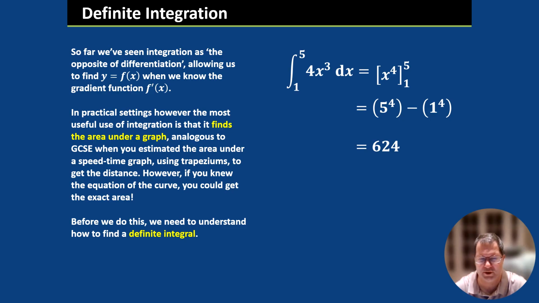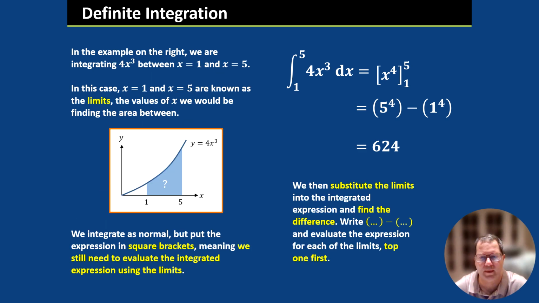Before we do this, we need to understand how to find a definite integral. In the example on the right, we are integrating 4x cubed between x equals 1 and x equals 5. In this case, x equals 1 and x equals 5 are known as the limits, the values of x we would be finding the area between, and you can see in the diagram that we're looking for the area under the curve between x is 1 and x is 5.